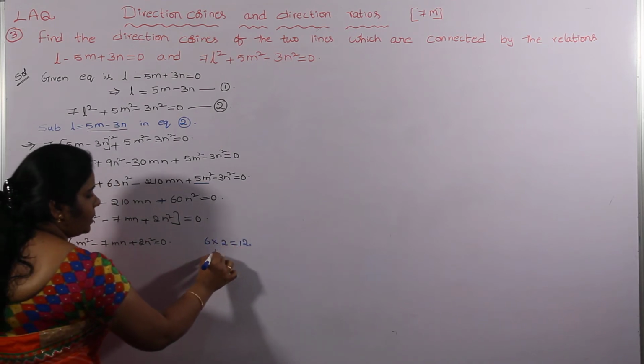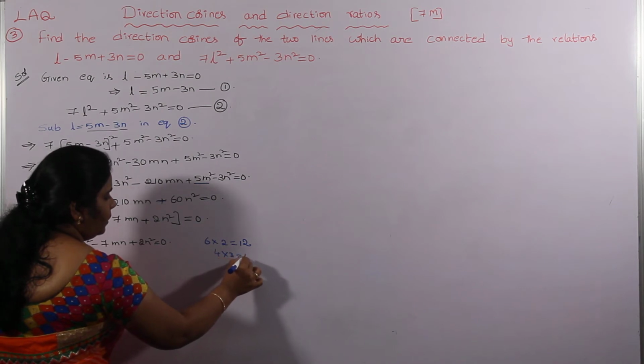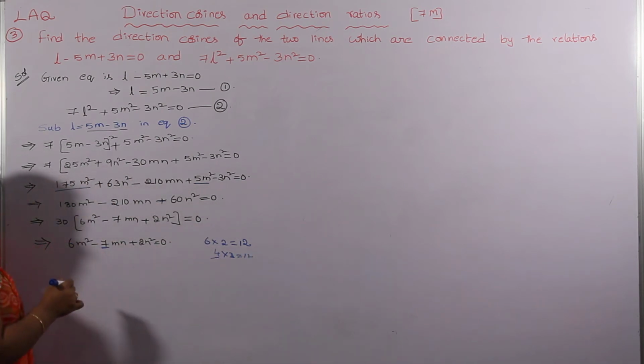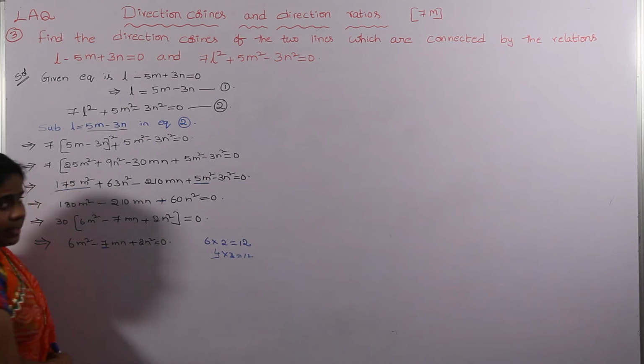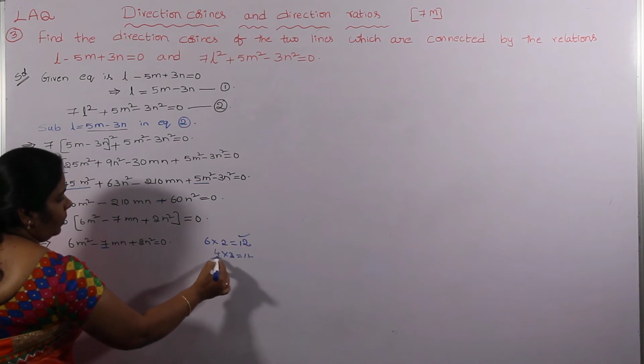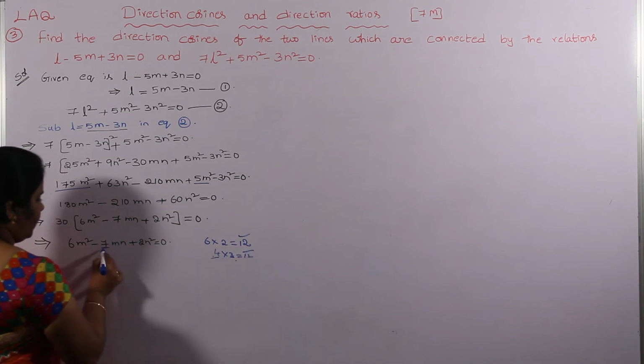12 can be written as 4 3s are 12. Yes, 4 plus 3, 4 plus 3 we get 7 only. Minus 4 minus 3 is minus 7, and we multiply with 12. 4 3s are 12, and 4 plus 3 is 7.